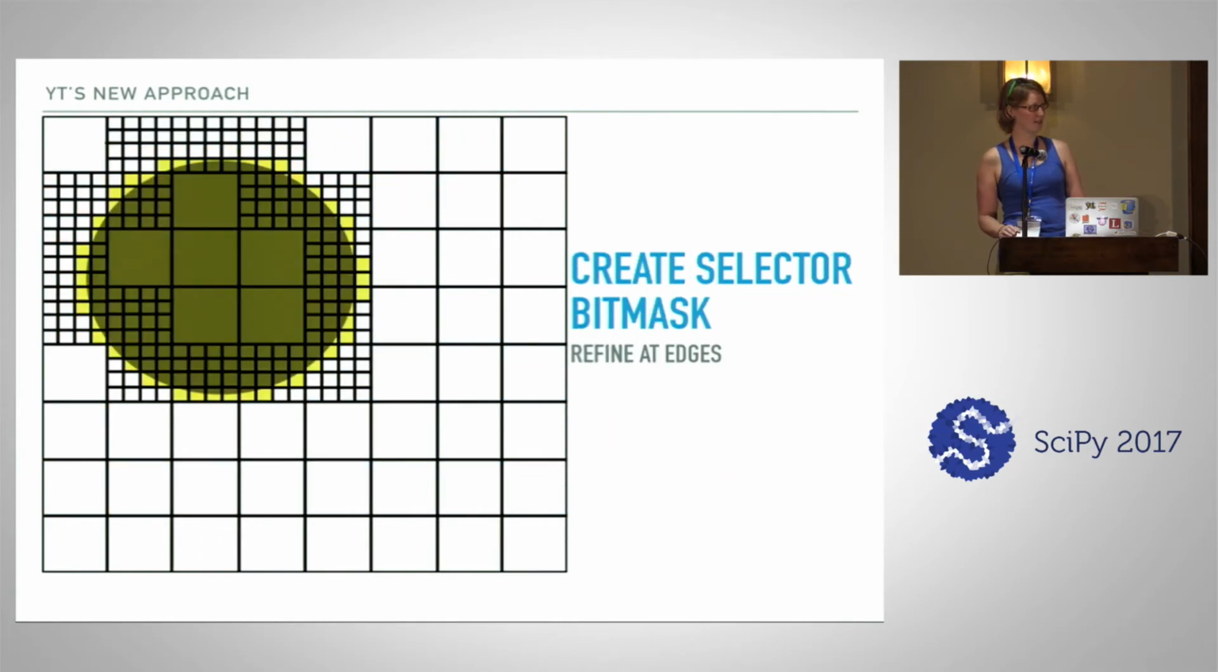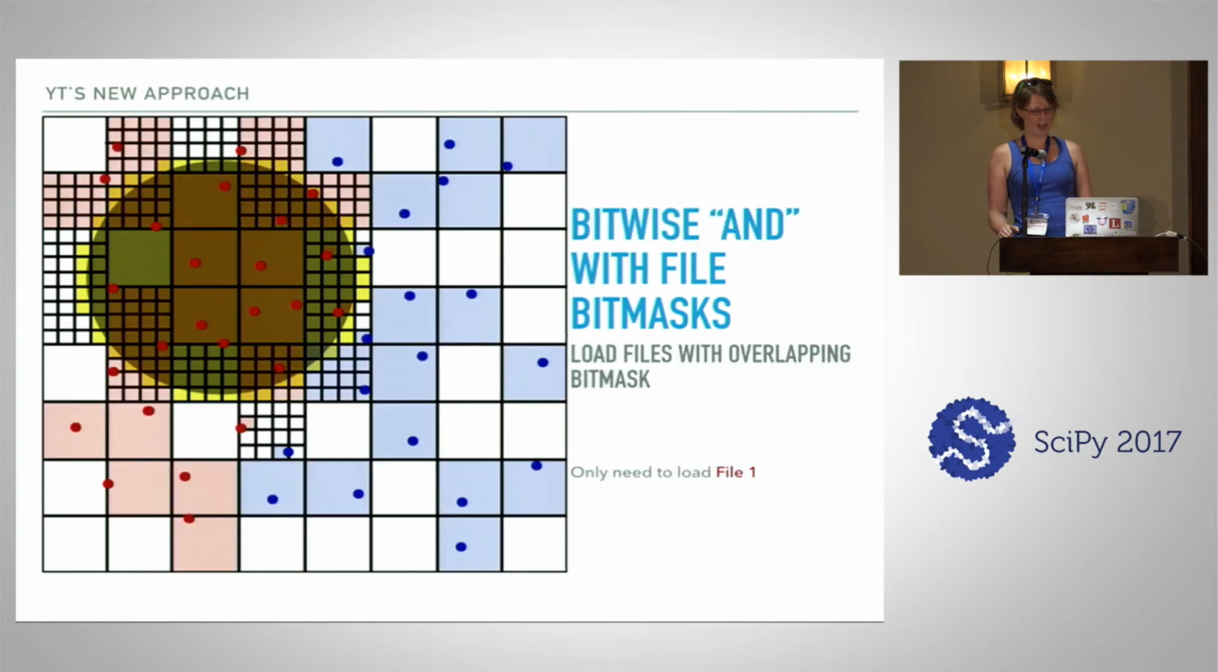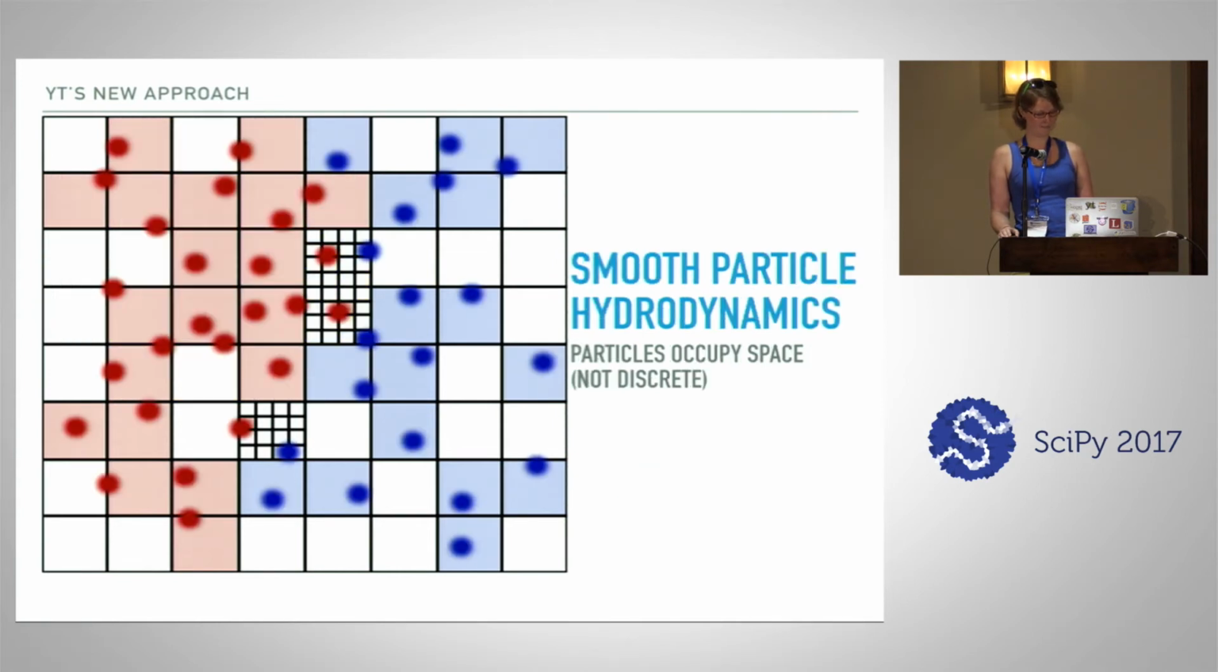And so then to do our selection using these bitmasks, we would just create a selector bitmask, refining at the edges of the selector, and then do a bitwise AND with the file mask to determine which files are actually touched by our selector. So we never have to load in the data once we have the bitmasks. We just compare it with the bitmask doing these bitwise AND operations. And so we can see we select only file 1, and we don't need to load file 2.